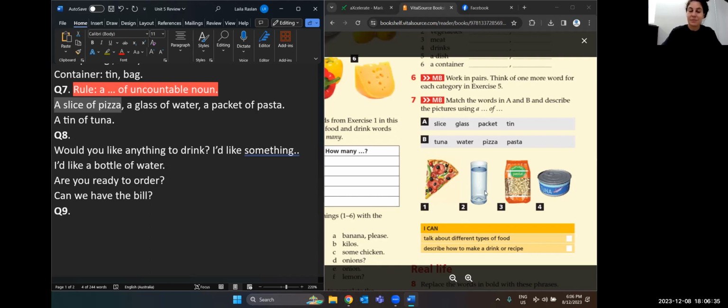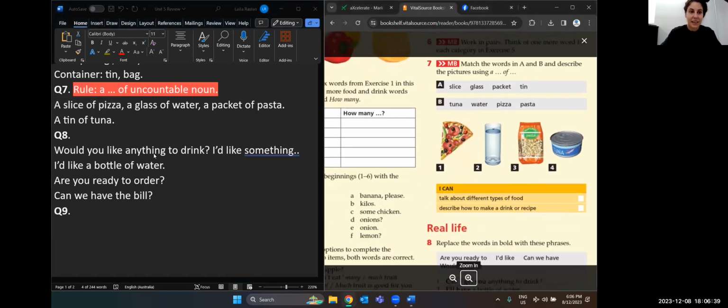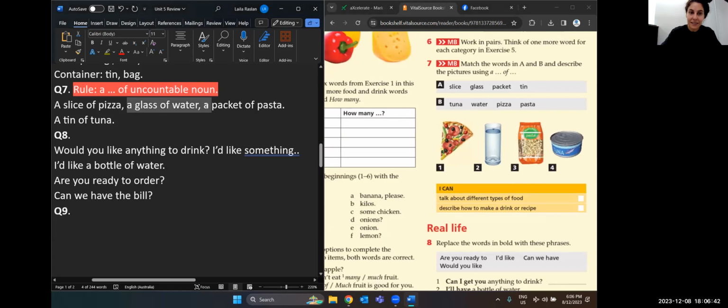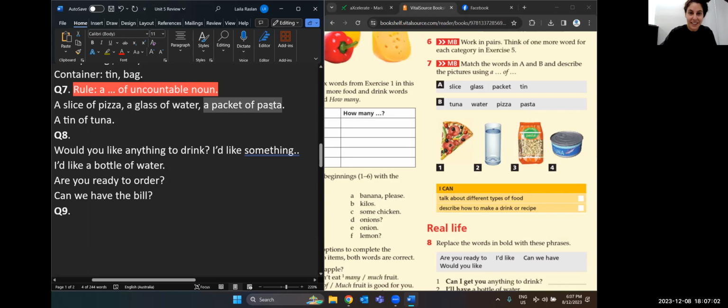What's number two? A glass of water. Yeah, a glass, it's only one. I can only see one. We don't say a water, we say a glass of water. Can I please have a glass of water? Or I would like a glass of water if we're at a restaurant ordering. Number three, a packet of pasta. Yeah, a packet of pasta.